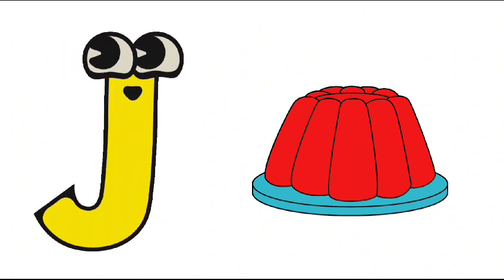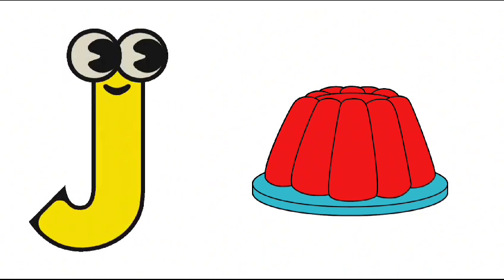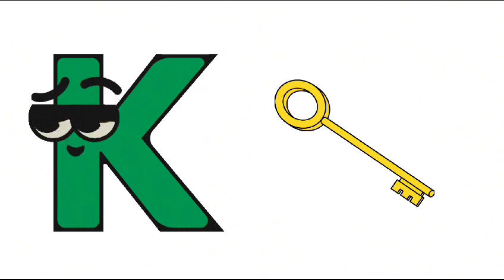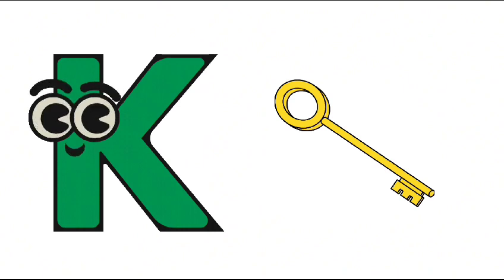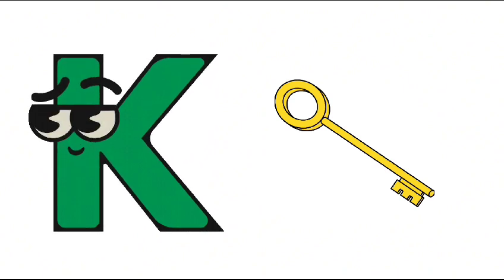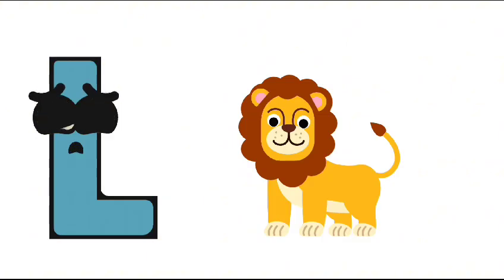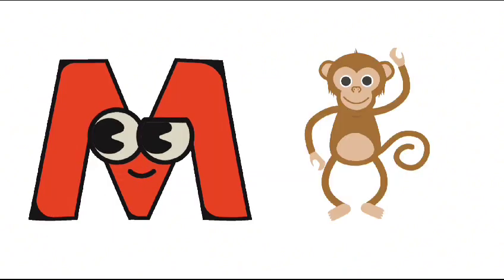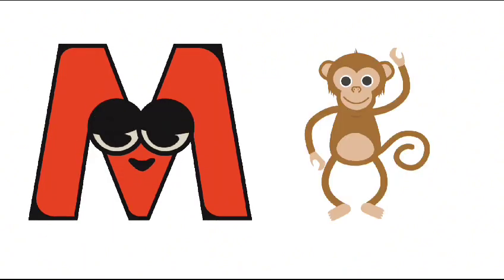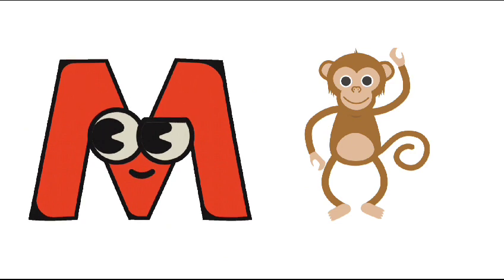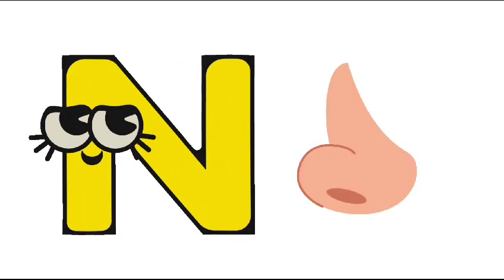J is for jelly. K is for key. L is for lion. M is for monkey.